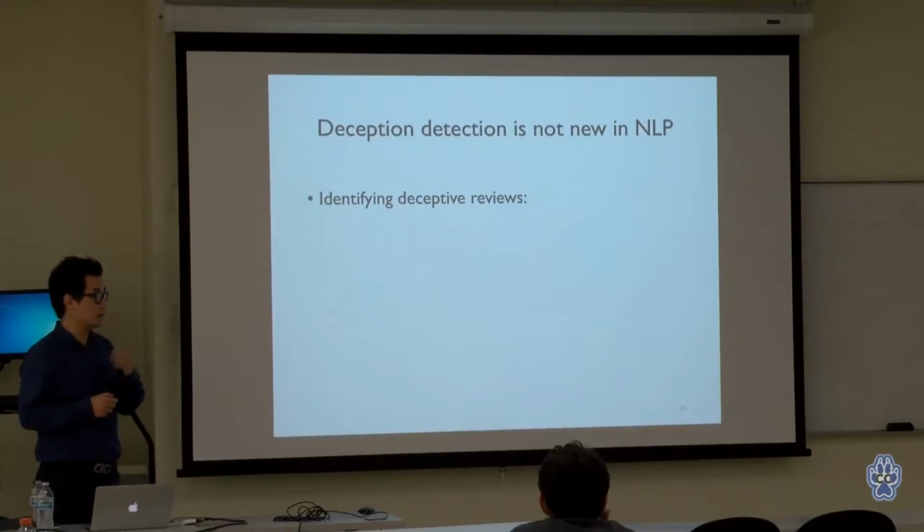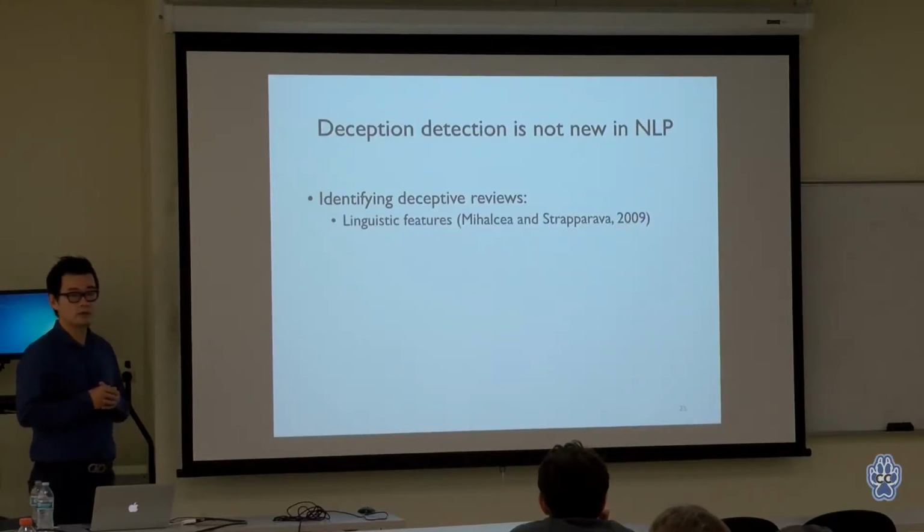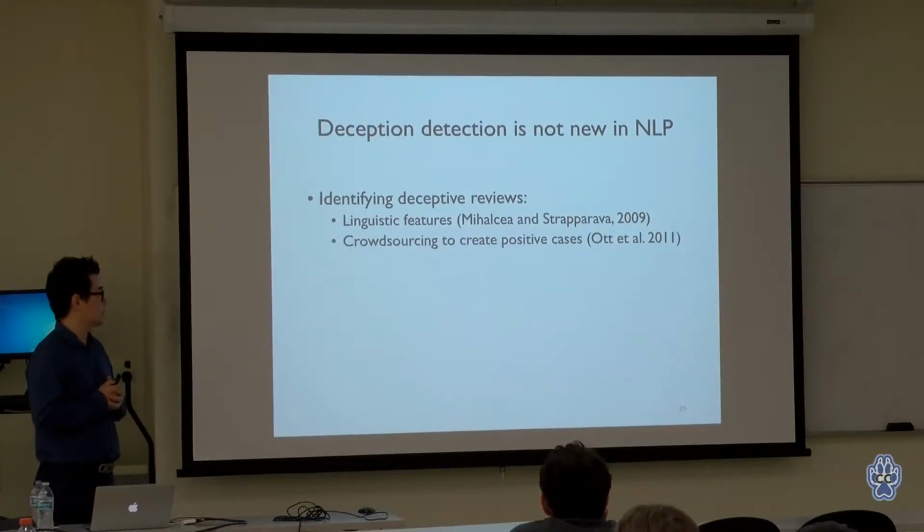So if you remember earlier in the talk, I mentioned there's fake reviews, right? The fake reviews is also very serious. So people have actually been working on detecting deceptive reviews for the past 5 or 6 years. There are people looking at linguistic patterns, right? Within a sentence, are there any specific linguistic patterns, for example, syntax or semantics, that people use to express fake reviews? And then there are also people who look at how you create the positive cases.